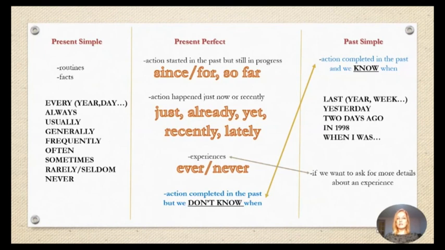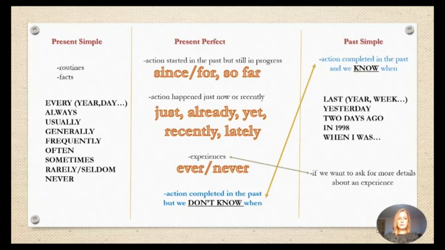First, we are going to revise the use of these three tenses: present simple, present perfect, and past simple. We use present simple for routines and facts, and the words that usually go with present simple actions are all the expressions with the word every, like every year, every day, every week, every Monday, and so on, and frequency adverbs: always, usually, generally, frequently, often, sometimes, rarely, seldom, never.